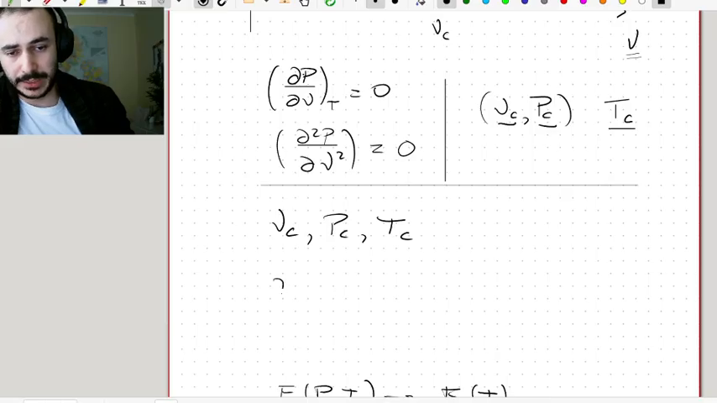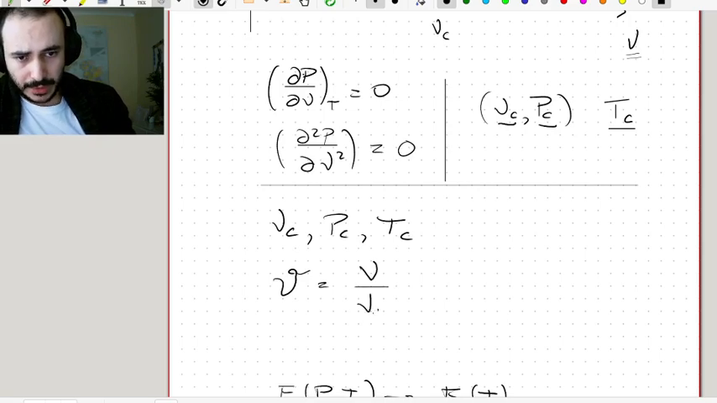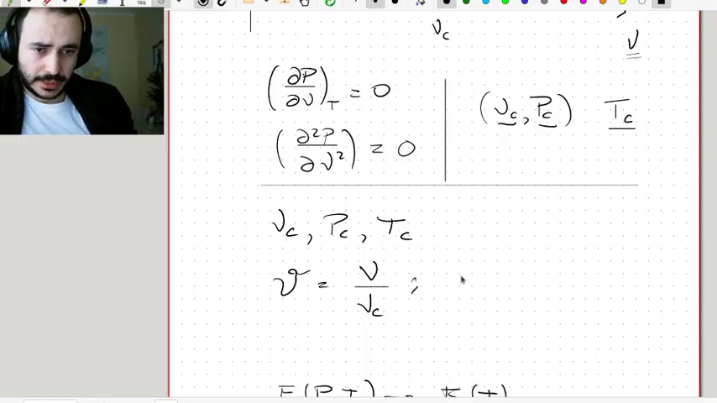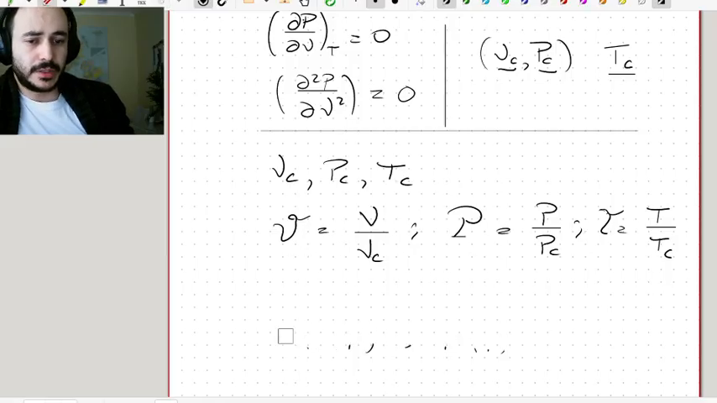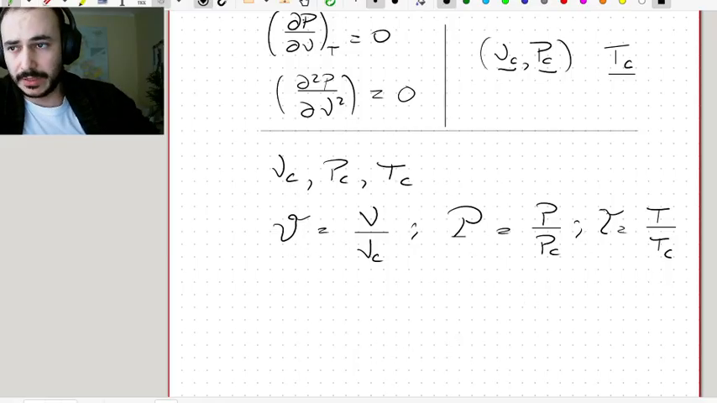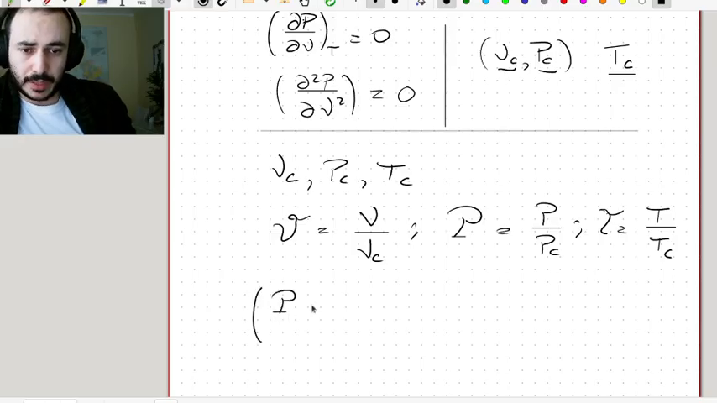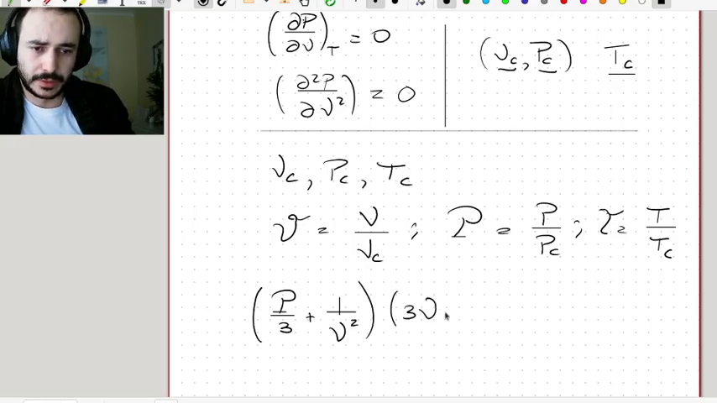We can define a dimensionless, calligraphic volume, which is the molar volume divided by the critical volume. We can define a dimensionless, calligraphic pressure, which is the pressure divided by the critical pressure, and the same thing for the temperature: the actual temperature divided by the critical temperature. In terms of these dimensionless variables, the van der Waals equation of state is what is known as the van der Waals equation of corresponding states, which I'm just going to copy. You have it in the lecture notes. It's like this, like that, and then the volume term looks like this.